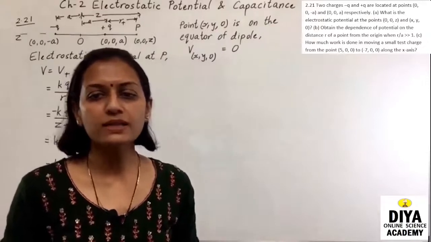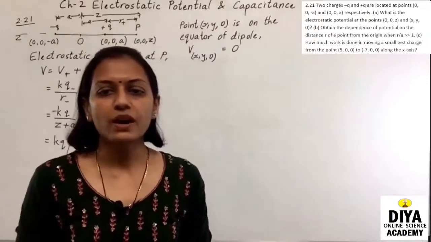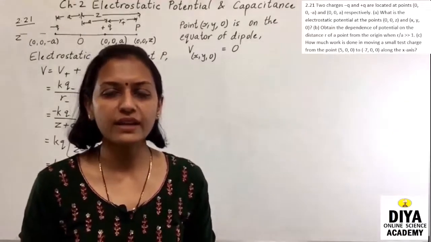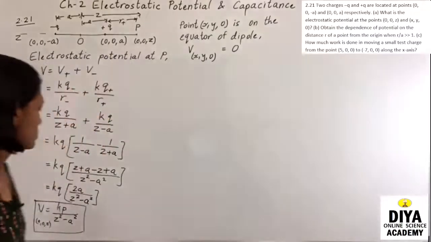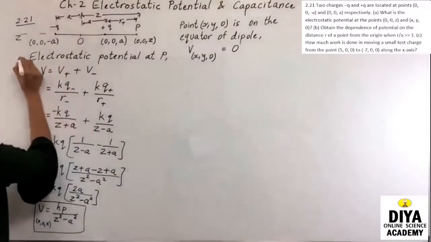Okay. Now the next point is B. Obtain the dependence of potential on the distance r from the origin when r by a is far greater than 1. So here we have actually obtained the absolute dependence of potential on the distance. Here some special case should be taken. This is the answer for A.